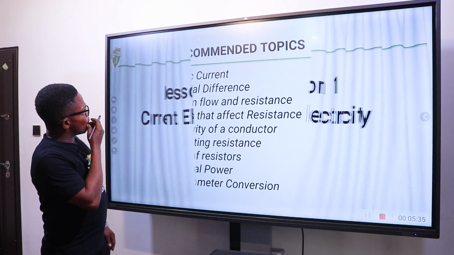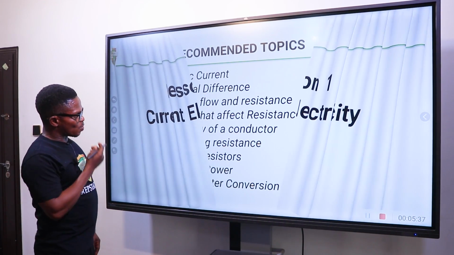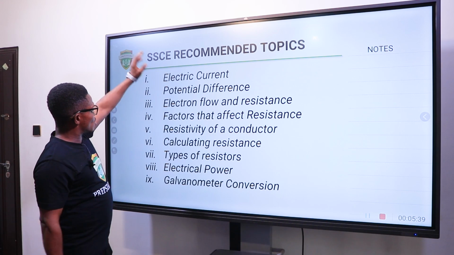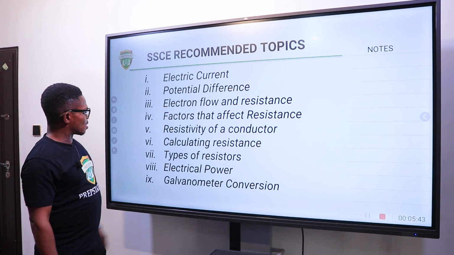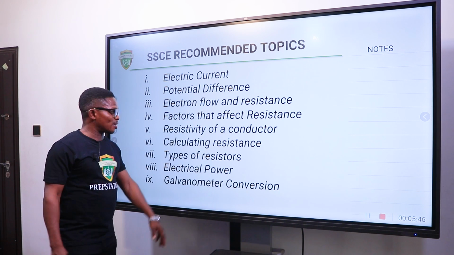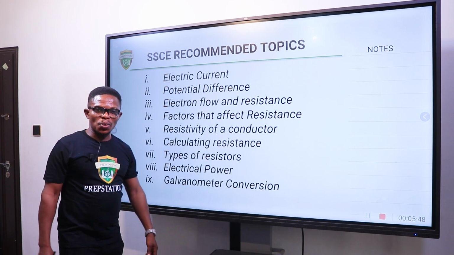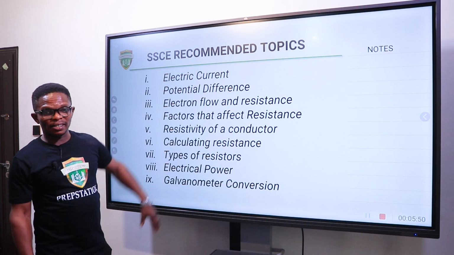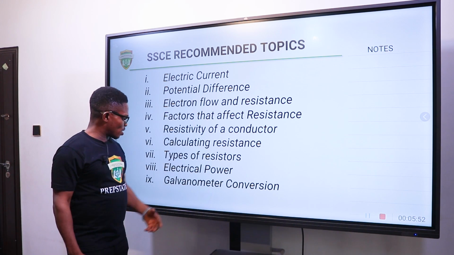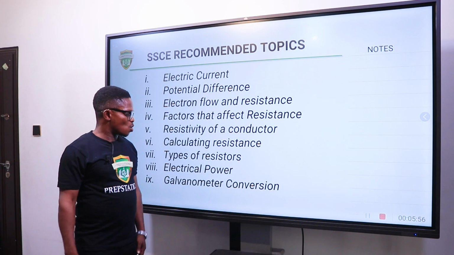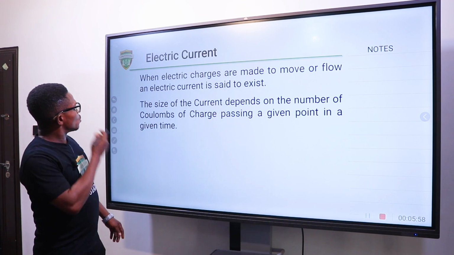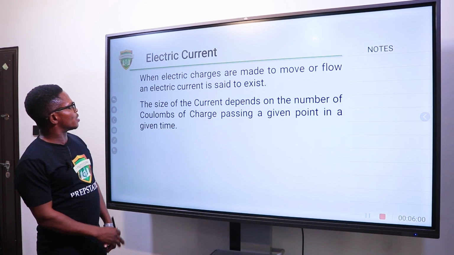All right. So these are the few topics we are going to consider: electric current, potential difference, electron flow, and resistance, factors that affect resistance, resistivity of a conductor, calculating resistance in a circuit, types of resistor, electrical power, and then galvanometer conversion. Okay, so let's start with electric current.